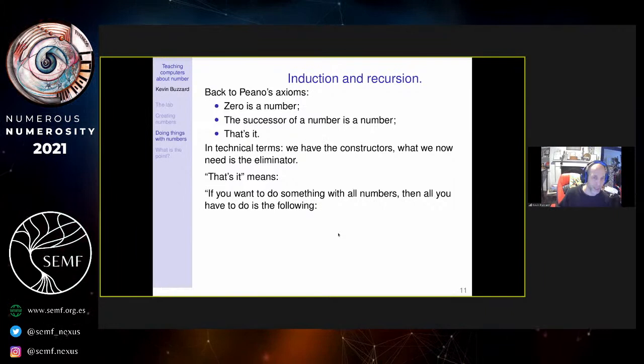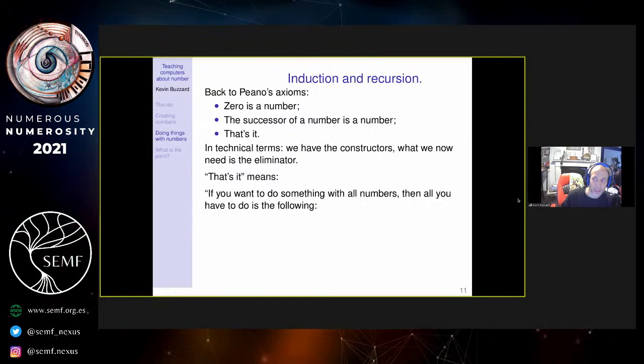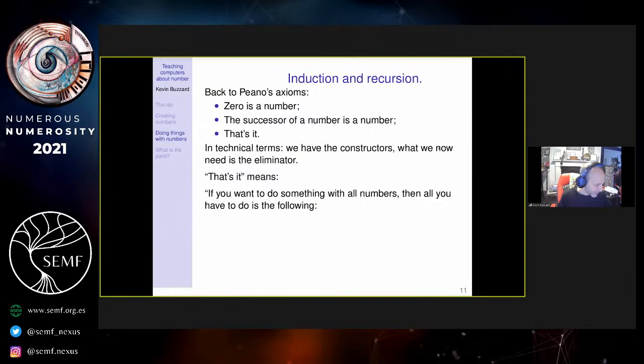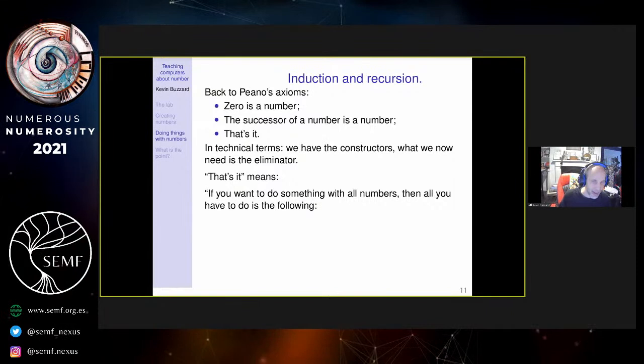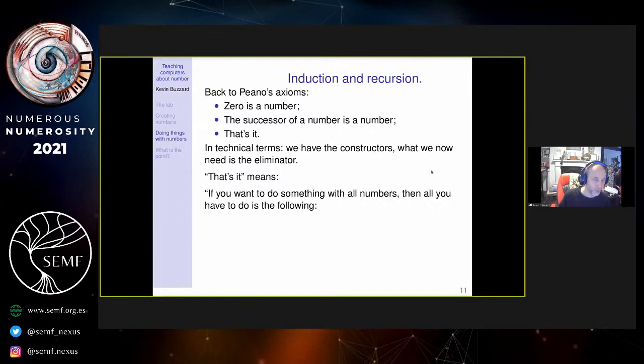And now in more informal language, I'll explain it like this. The idea is we want to do something with all numbers. And what we need is a way of guaranteeing that we've done something with all numbers. Here's the guarantee, and this is the heart of that's it. To do something with all numbers, we've got to make sure that we can do the following two things, and then we're done.